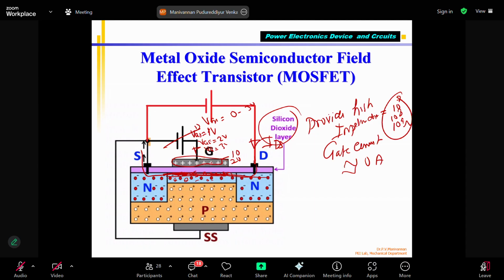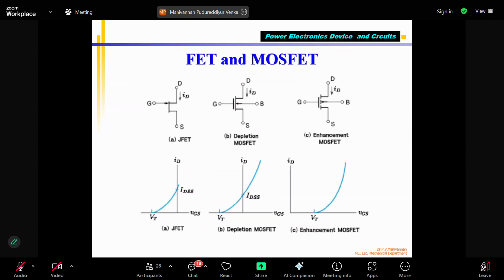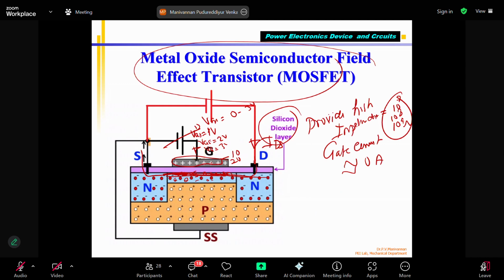FET itself doesn't take current. By controlling the input voltage, the output IDS is varied. That is much better than a transistor amplifier, because base current is taken and a loading effect comes. If I use a MOSFET as an amplifier, it provides much better input impedance and no loading effect. The output current, IDS, is the output, and VGS is the input. If I vary the input, the output is varied.